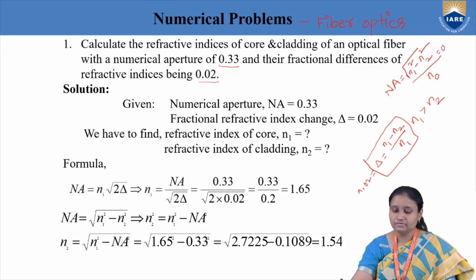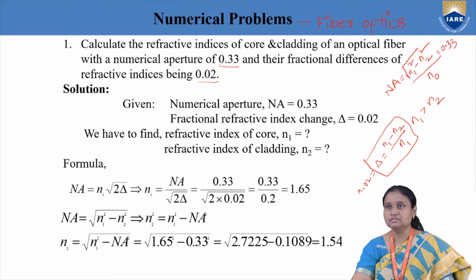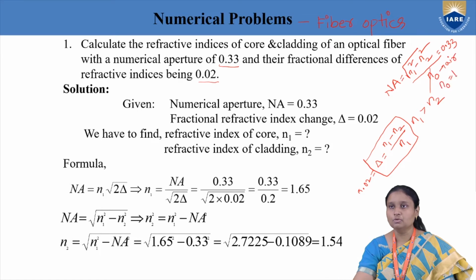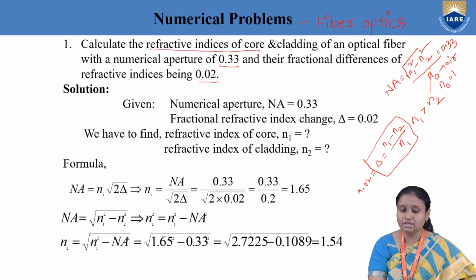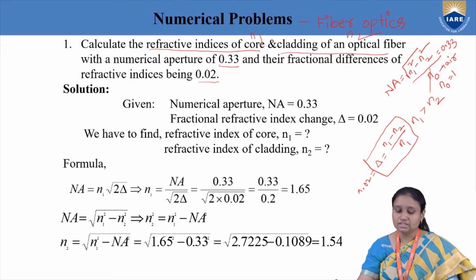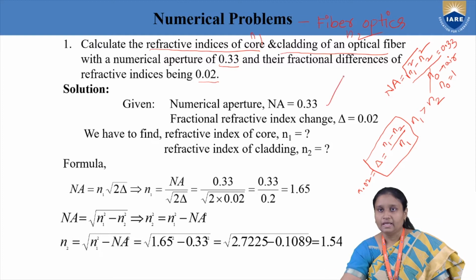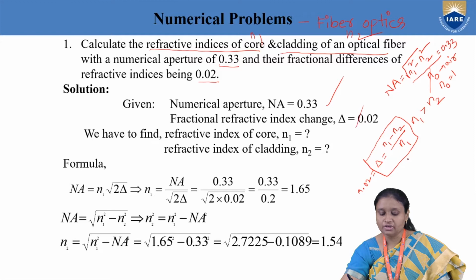Here the numerical aperture is given as 0.33, and in this case he is not talking about any launching medium, so we have to consider it as air. And we know that for air, refractive index value is equal to 1. And what is he asking us to find? He is asking us to find refractive index of core, that is N1, and also refractive index of cladding, which is N2. So the data given is numerical aperture, and fractional change in refractive index. This is the formula for fractional change in refractive index.